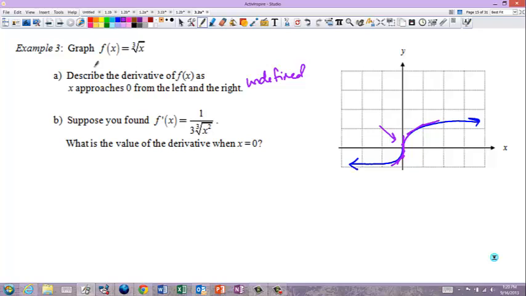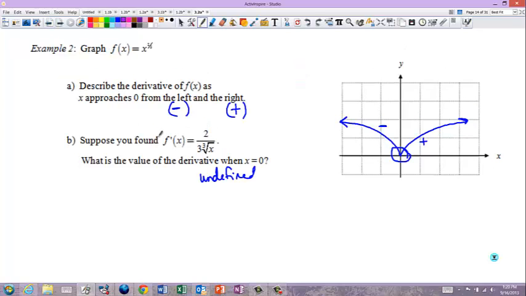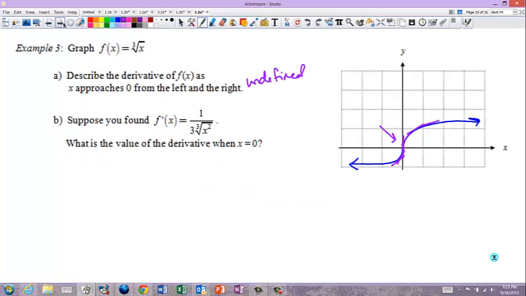So suppose you found, I'm just kidding, go back over here. The derivative is this. What is the value of the derivative when x equals 0? I actually found the derivative of the derivative, which was still undefined. But if I plugged it in, I would get 2 over 0, which is undefined. I read the problem wrong the first time. And then this one, the derivative of this is 1 over 3 times the cube root of x squared. What's the value of the derivative when x is 0? Well, it's 1 over 0, which is undefined. You cannot take a derivative at a vertical tangent line.